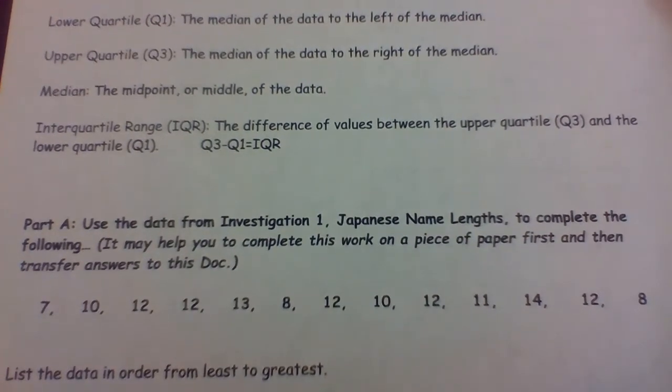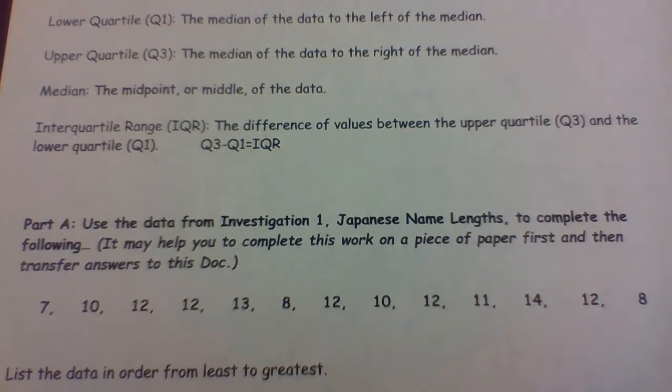It says in investigation 1, we looked at Japanese name lengths, and I took some of that data here, and the very first thing it's asking us to do is list the data in order from least to greatest. So you are going to be working on this electronically. You may want to grab a piece of paper and pencil, and it tells you here that you may want to do this on paper and pencil first, and then transfer the answers onto your Google Doc.